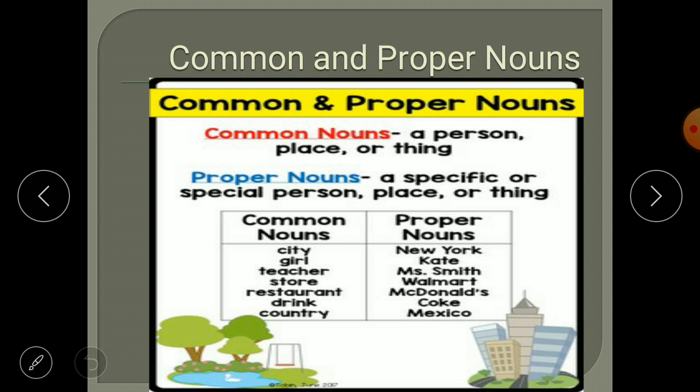Country. I like to visit any foreign country. Here we are not talking about any particular country. But when we say I want to visit Mexico, then we are sure that we are talking about only one place, that is Mexico. So this is the proper noun. Children, I hope you understood the difference between common and proper nouns.